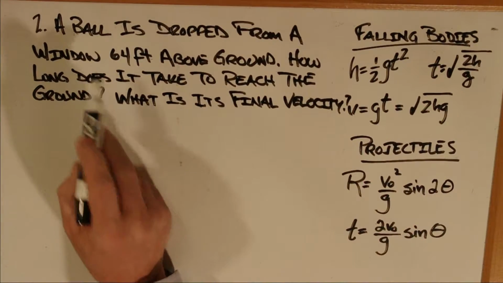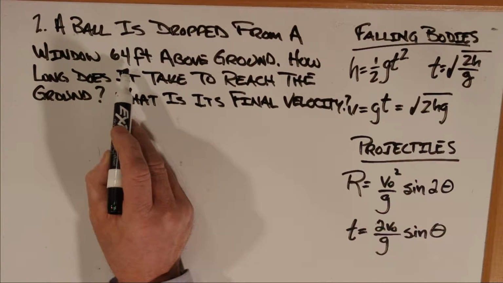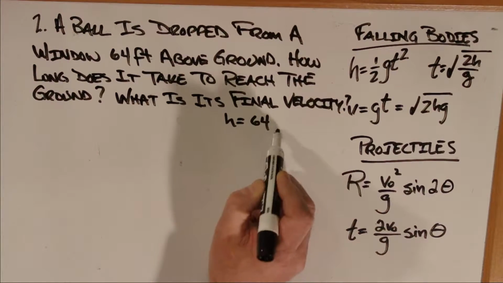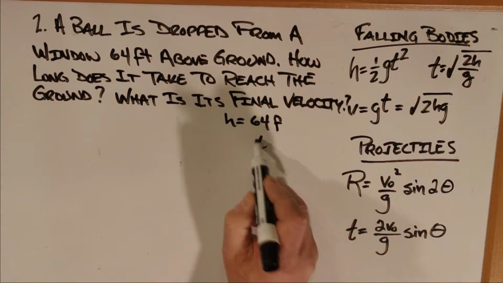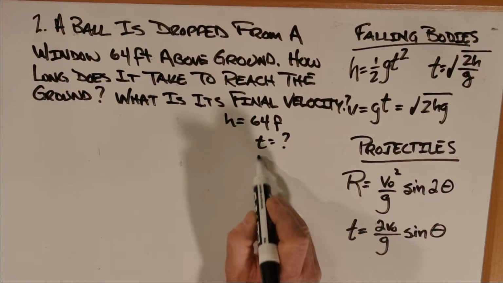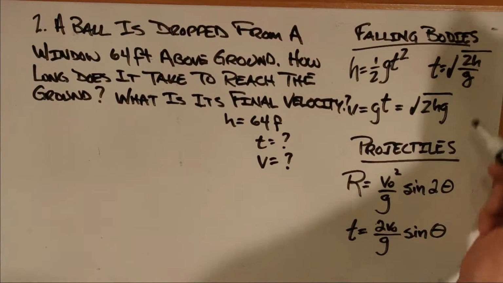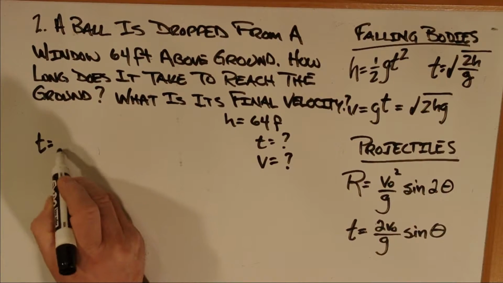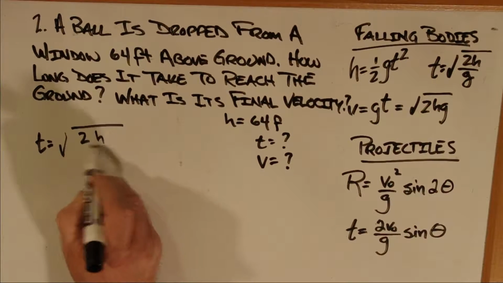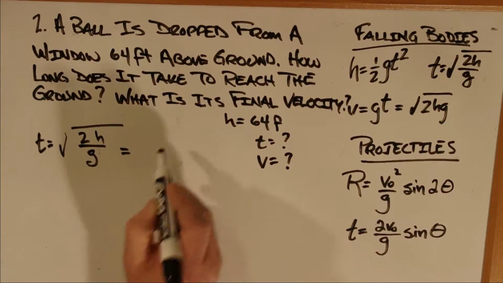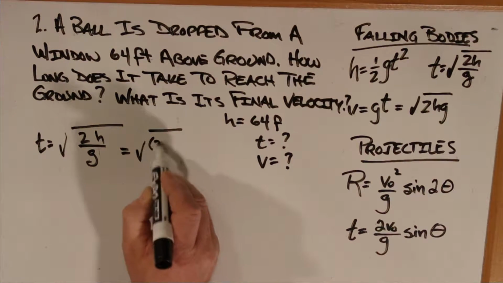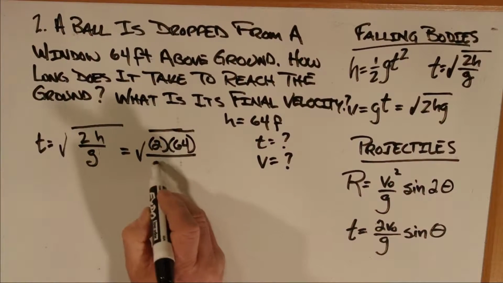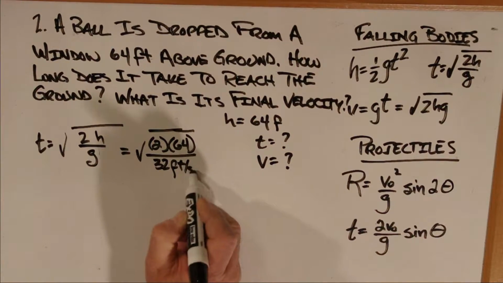Our second problem: a ball is dropped from a window 64 feet above ground. How long does it take to reach the ground, and what is its final velocity? Again, we're given height as 64 feet. We're asked to find time and velocity. Using the equation that relates time to height, time is equal to the square root of 2 times h over g, which in this case is 2 times 64 feet, divided by 32 feet per second squared.